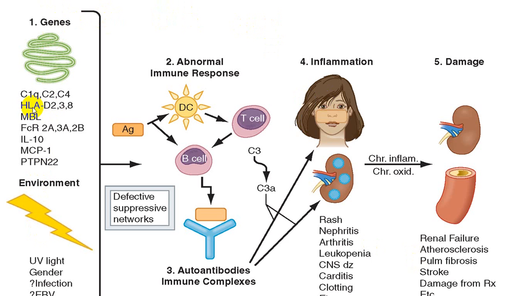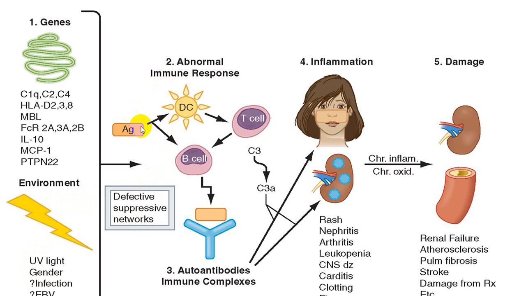These are all genetic factors, we call HLA-DR2, DR3, C8, interleukins, etc. And in environmental factors, ultraviolet light, infections, female sex hormones, Epstein-Barr virus infections, those are environmental factors. That gives rise to what we call an abnormal immune response, and there is a defective suppressive network.